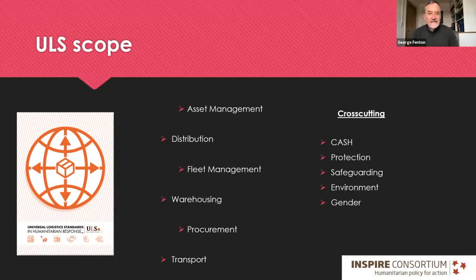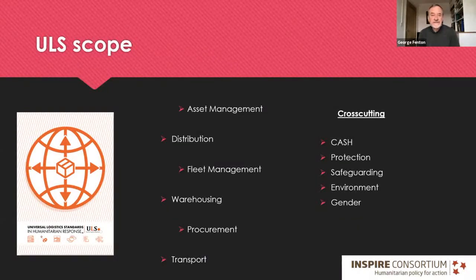Yes, so the format is the handbook is in basically 6 chapters, as is listed here: asset management, distribution, fleet management, warehousing, procurement, and transport. But we realized that what was really important across all of these different elements of humanitarian logistics, that there are some cross-cutting themes that hadn't really previously been considered, apart perhaps from cash and market-based assistance.